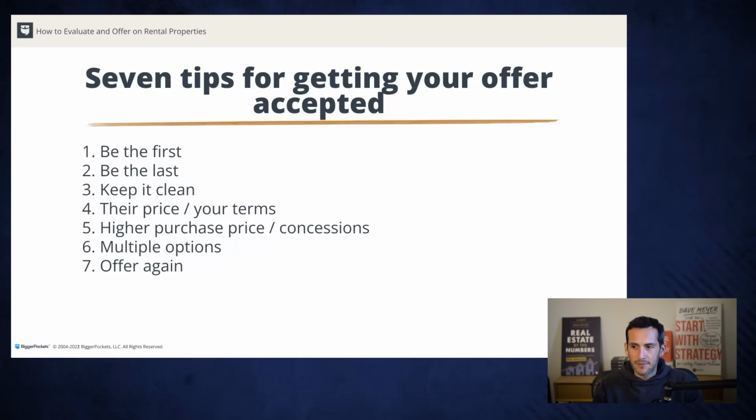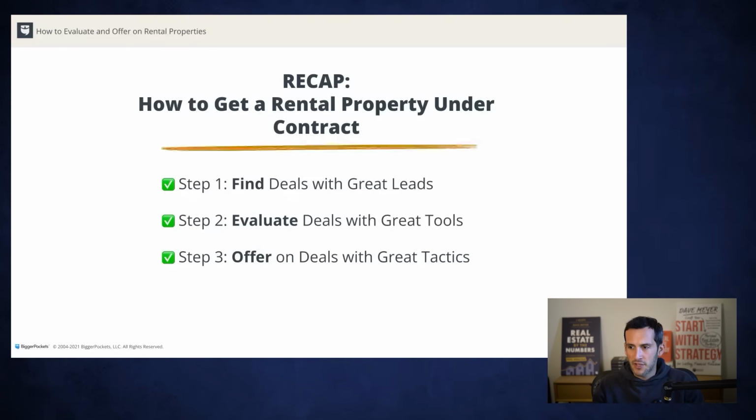Let's recap everything that we've talked about today, because we've covered a lot. Here are the steps to getting a rental property under contract. Step 1 is find deals with great leads. Step 2 is evaluate those deals with great tools. And step 3 is to offer on those deals with great tactics.